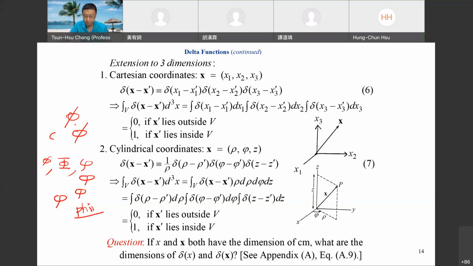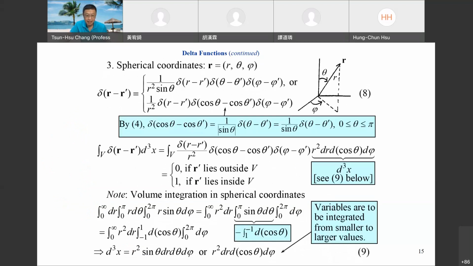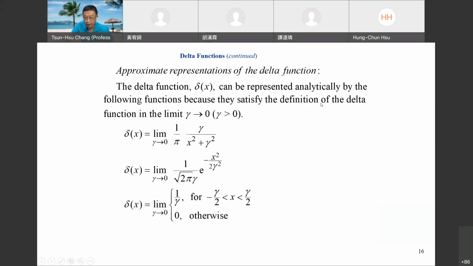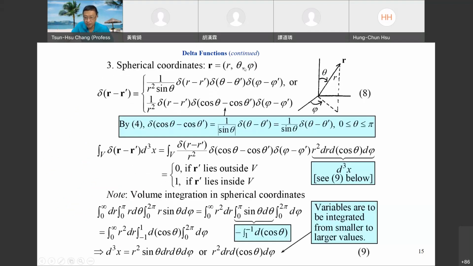Next page. Let's consider spherical coordinates. This time we have r, theta, phi. R is the separation from the origin, 原点. Theta is the angle between z and r. Phi is the angle between the x-axis and here.